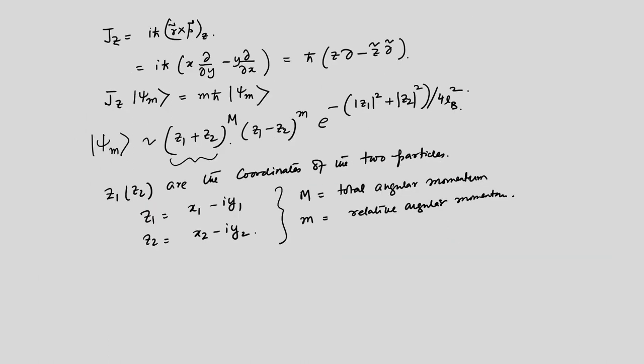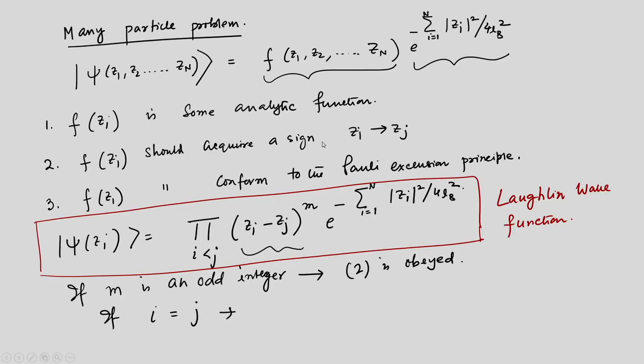This factor that you see here is written down. In fact, nothing has been solved, it is just written down from intuition. That's what Laughlin did. Laughlin wrote down this wave function with the Jastrow factor, which has certain properties, and these 1, 2, 3 are the properties that f of z_i should obey. In keeping with all these properties, one can write down this Jastrow factor as (z_i minus z_j) to the power m.